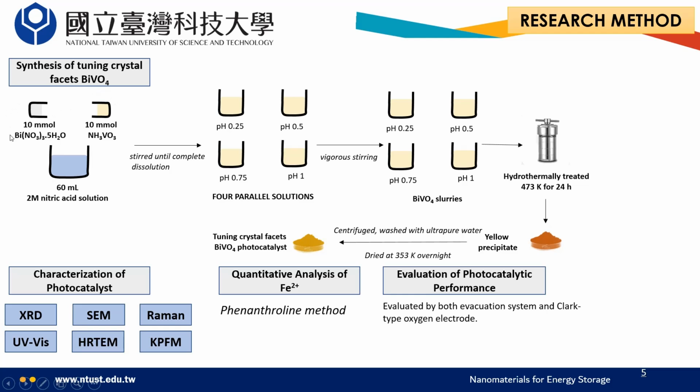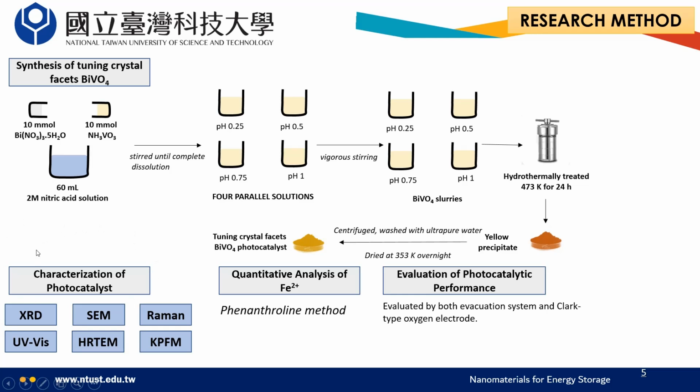So the bismuth nitrate pentahydrate and ammonium vanadate are mixed in 2 molar nitric acid solution and stirred until completely dissolved. Four parallel solutions are made by adjusting the pH condition to 0.25, 0.5, 0.75, and 1, and then hydrothermally treated for 24 hours. Then we centrifuge and dry overnight to obtain the facet-tuned bismuth vanadate photocatalysts.